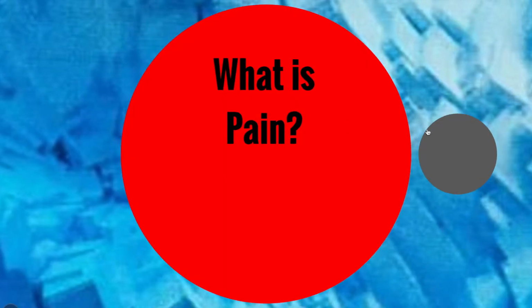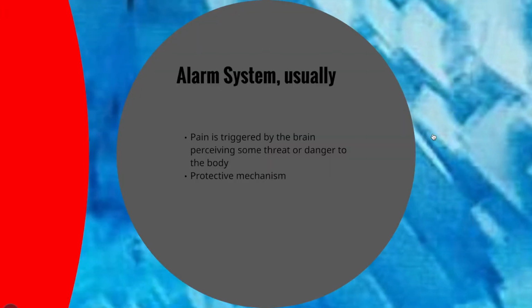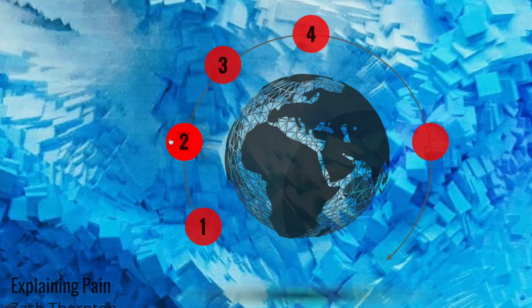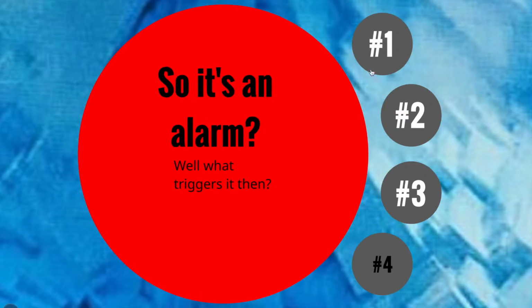What is pain? Well, pain is usually an alarm system, very classically described as such. The top layer for today, I'll just be using that to give it a little bit of direction. However, pain is triggered by the body perceiving some threat or danger to the body, hence the alarm system analogy, and it's a protective mechanism to, again, get the body out of harm. So then if it's an alarm, well then what triggers it?